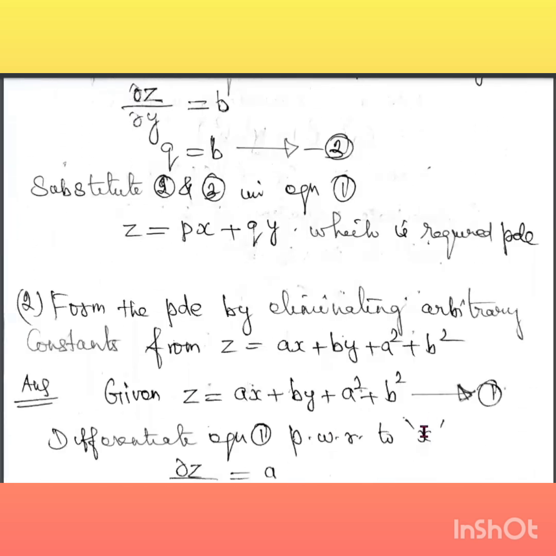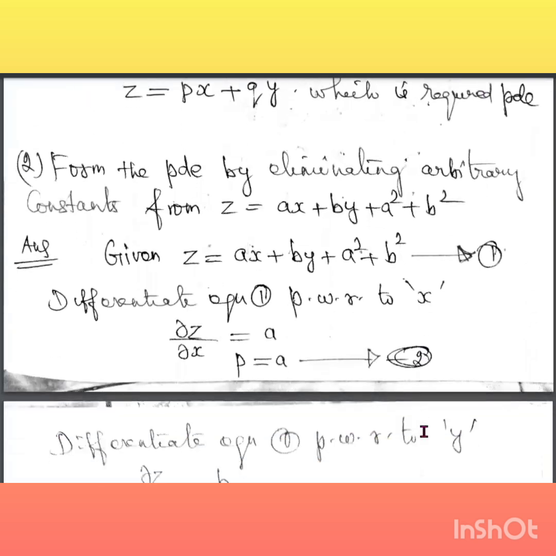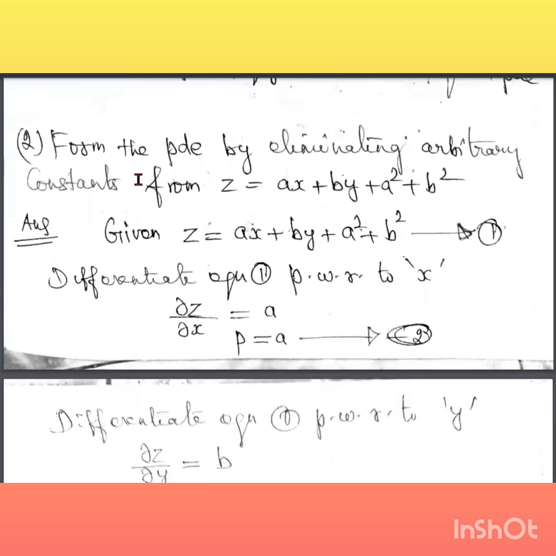One more example, let us see. Form the PDE by eliminating arbitrary constants from z is equal to ax plus by plus a square plus b square. So the given equation is z is equal to ax plus by plus a square plus b square. Take this as equation number 1.